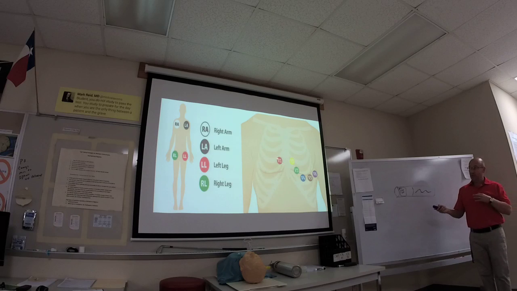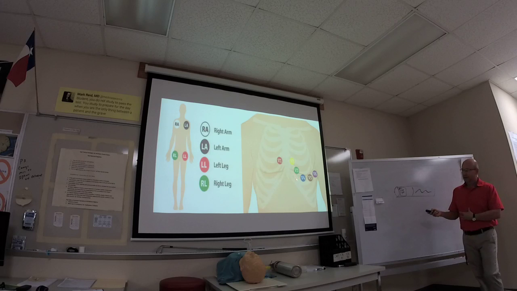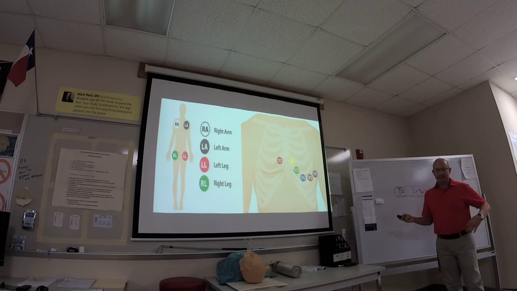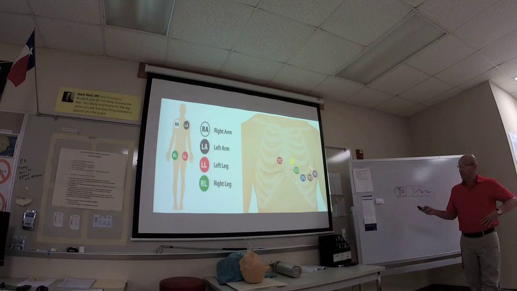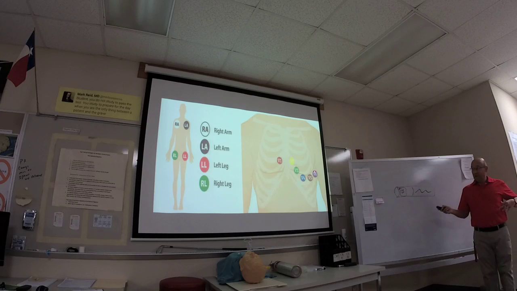What I do is I put V1, V2 here, and you just get used to where they go, because V4 goes right under the nipple, okay? And then I take V3 and just put it between V2 and V4. Then I put V6, because V6 goes in the mid-axillary, okay? And then I would put V5 there, in between V4 and V6. The more you do it, the more you get comfortable doing it, okay?